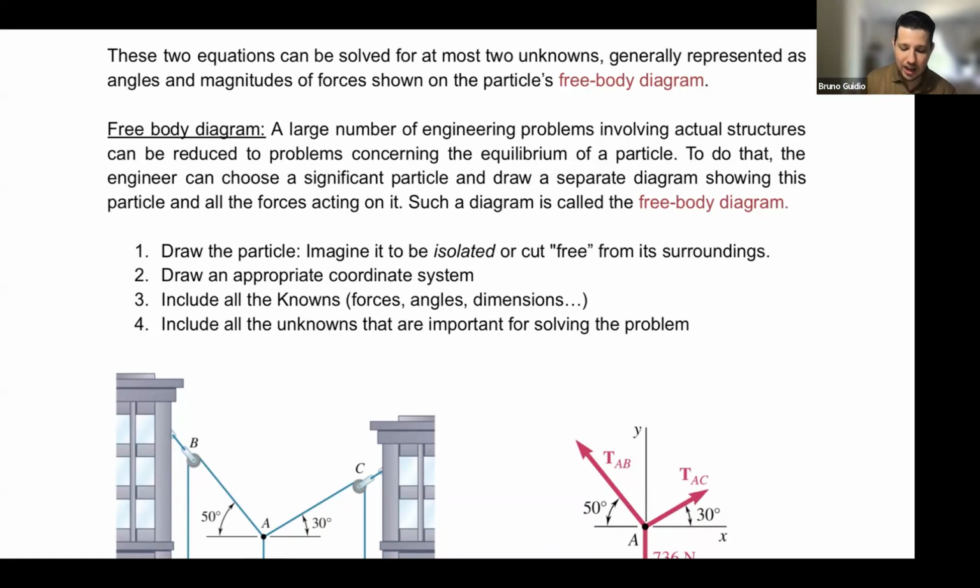As you can see here, a large number of engineering problems that involve structures can be reduced to problems concerning the equilibrium of a particle. That's what we said. Many problems we can idealize as a 2-dimension problem of equilibrium of a particle. And to help us visualize and idealize it, we use diagrams that are called free body diagrams.